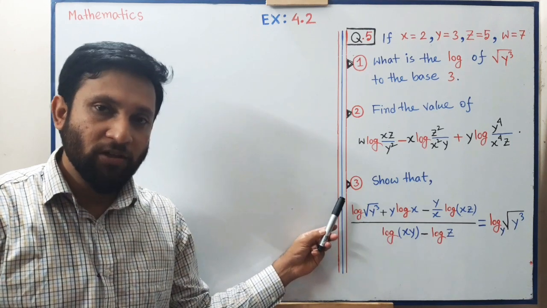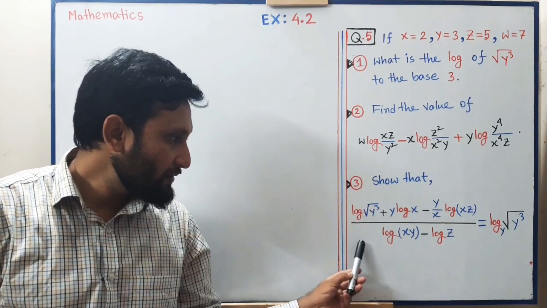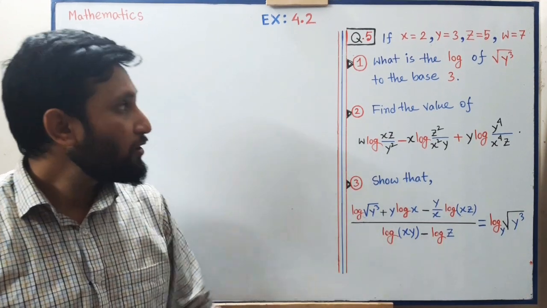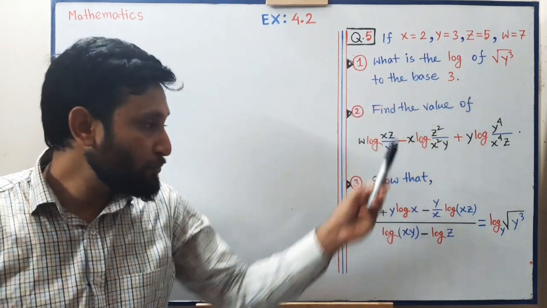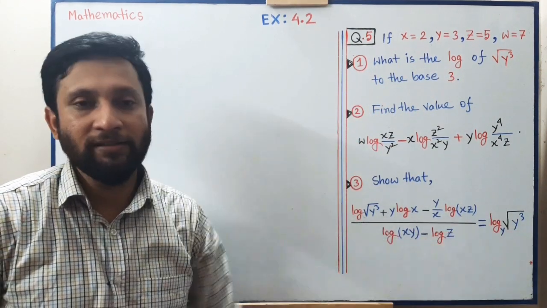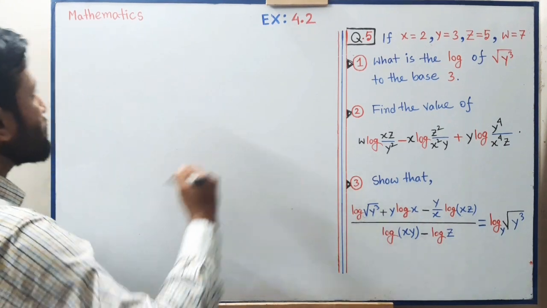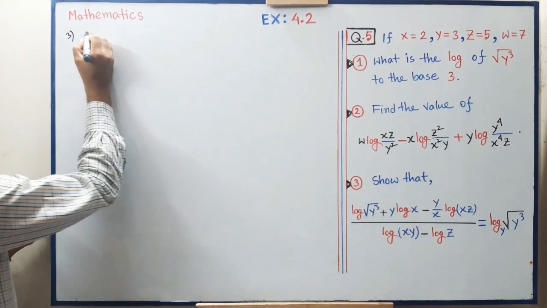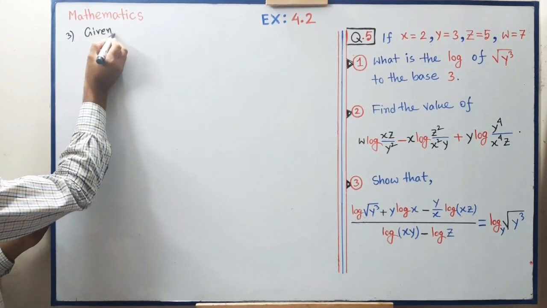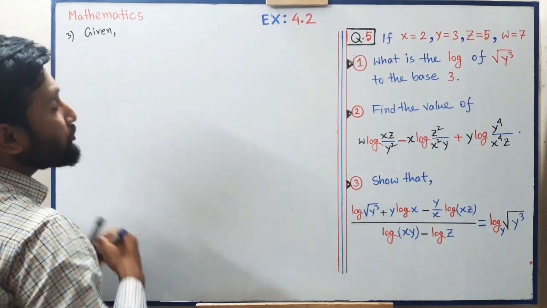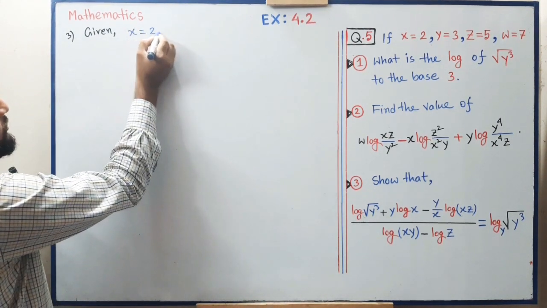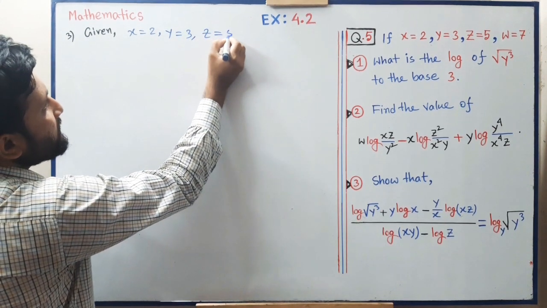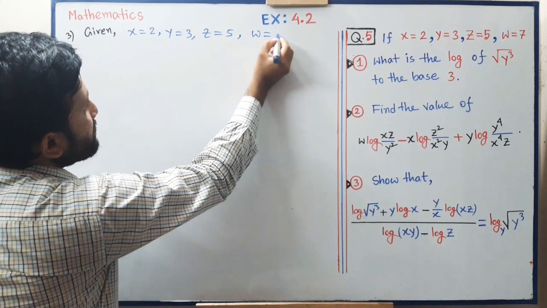Now the third question. The question is, show that this left hand side expression is equal to this right hand side expression. So by using the given part we have to show left hand side equal to right hand side. Follow the solution process. For question 3, at first write down the given part. Given the value of x equal to 2, y equal to 3, z equal to 5 and w equal to 7.